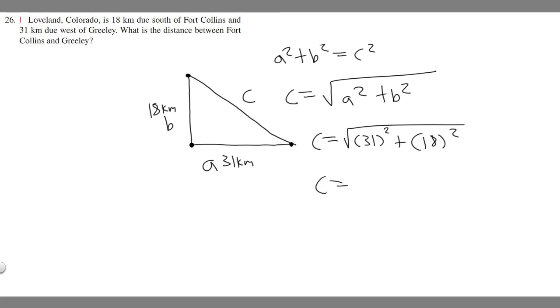If you go ahead and plug this in your calculator, you're going to get 35.846. And then I'm going to go ahead and round to the whole number, so it's going to be about 36. And then keep in mind the units we're using. We're measuring distance, so it's going to be about 36 kilometers. And that right here is going to be your answer.